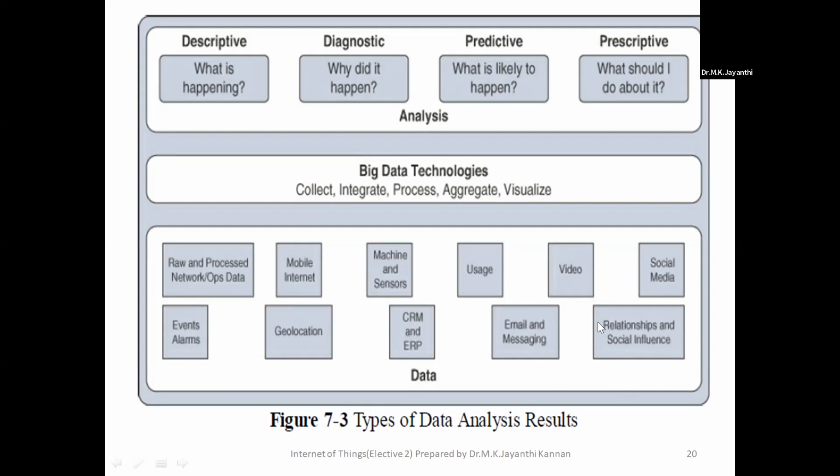So any data which is collected in vast amounts is called big data. Once you collect the data, we need to collect the similar kind of data. Then we will integrate the data, we will process the data, and then we will come out with aggregation. Then based on the aggregation, we will visualize what is going to happen.